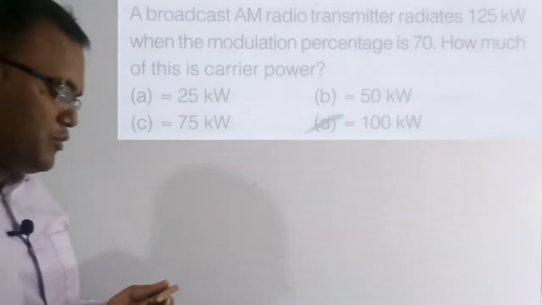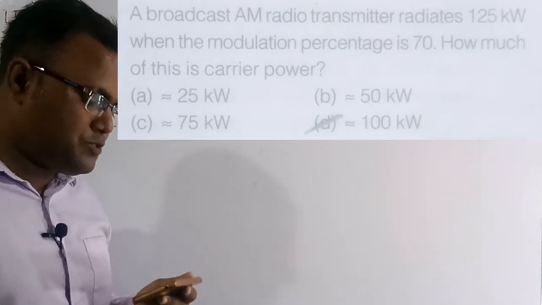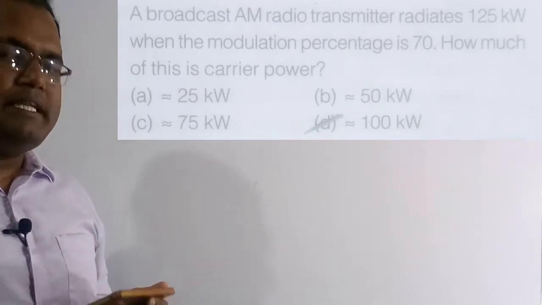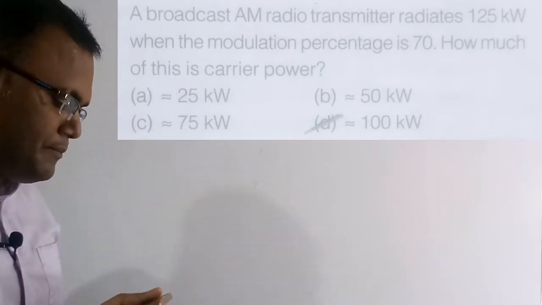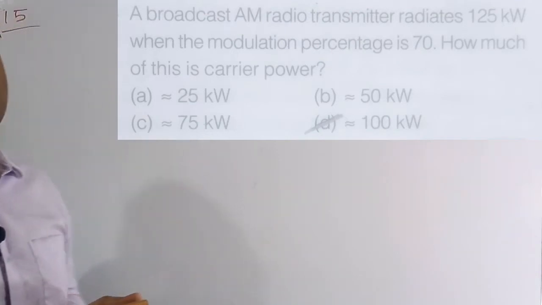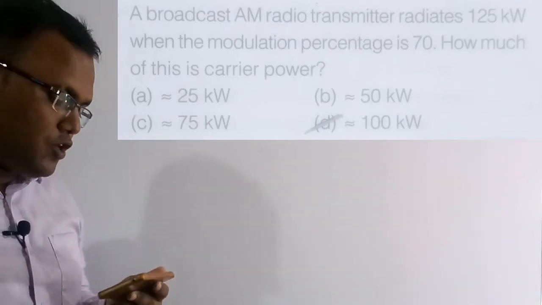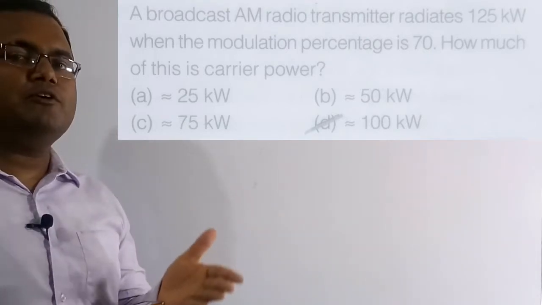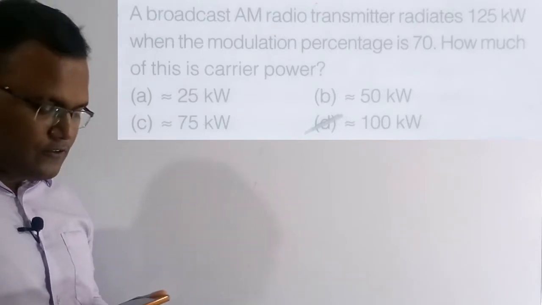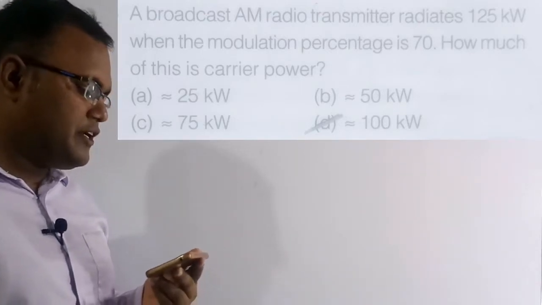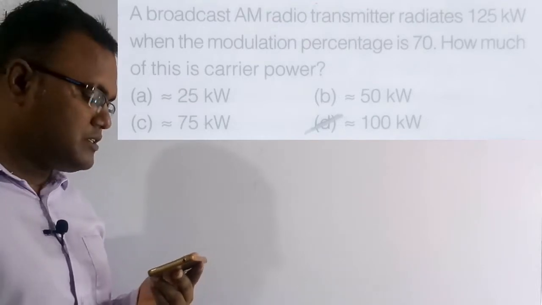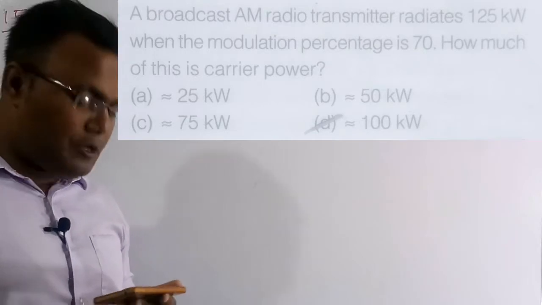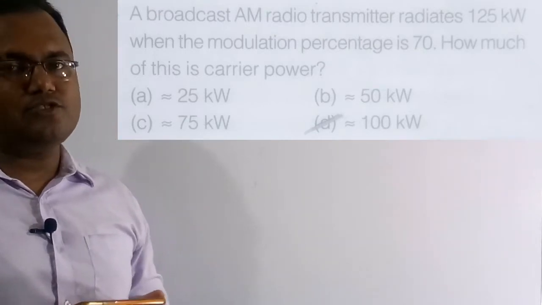The question says that a broadcast AM radio transmitter radiates 125 kilowatt, meaning the radiated power is given, which is PT. PT is equal to 125 kilowatt when the modulation percentage is 70%. So M is equal to 0.7. How much of this is carrier power? So now we need to find how much carrier power is present out of the total power. Option A nearly 25 kilowatt, option B nearly 50 kilowatt, option C nearly 75 kilowatt, and option D nearly 100 kilowatt. Out of the four options, option D, nearly 100 kilowatt, is the correct solution of this question.